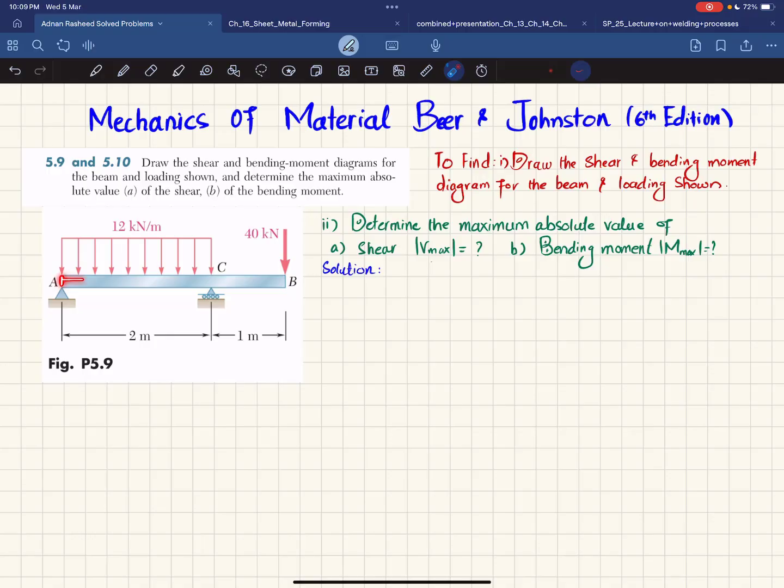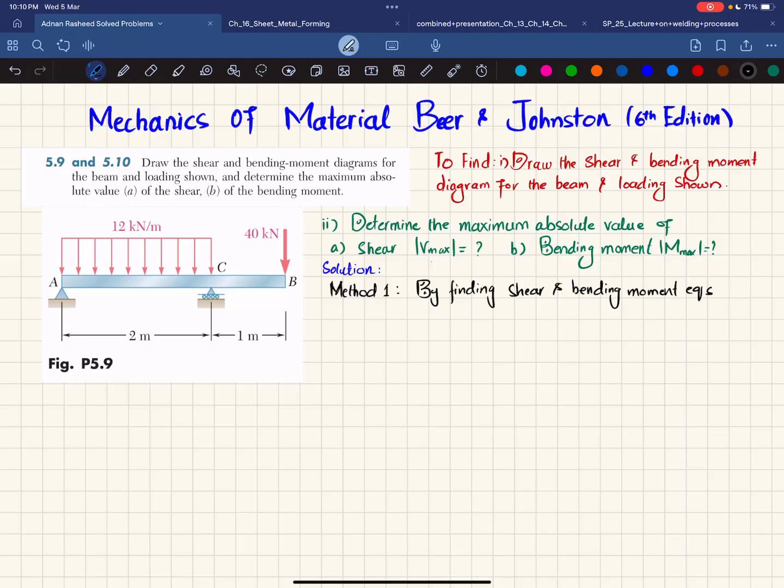You can see that there is overhanging beam AB having pin support at point A and roller support at point C. From A to C, we have a uniformly distributed load of 12 kilonewton per meter, and at point B, we have a point load. So we will solve this question by using two methods. The first method is by finding shear and bending moment equations, and then we will solve the second method later on.